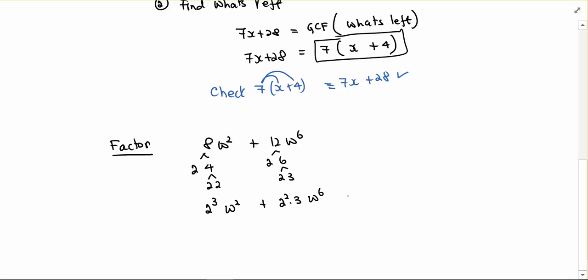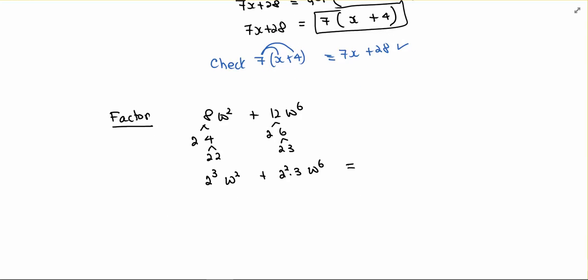Now remember what the GCF is. The GCF is the lowest power of the numbers and letters they have in common. So they certainly have a 2 in common, and so the lowest power of that would be that one. So the GCF is 2 to the second. And so what about w? Lowest power of numbers and letters they have in common. So there it is, that one. So w squared.